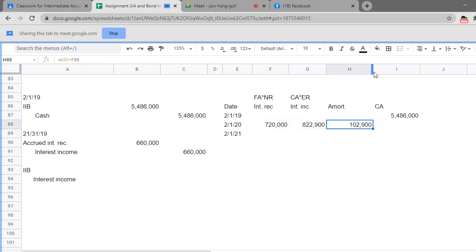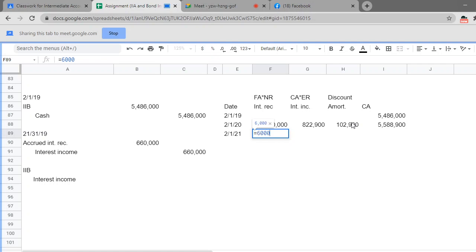And saan siya nga amortization? Discount or premium? We mentioned a while ago that this is a discount. So kung discount, plus or minus? Plus, right? So 5,486 plus the discount amortization, we have updated carrying amount as of February 1, 2020 is 5,588,900.